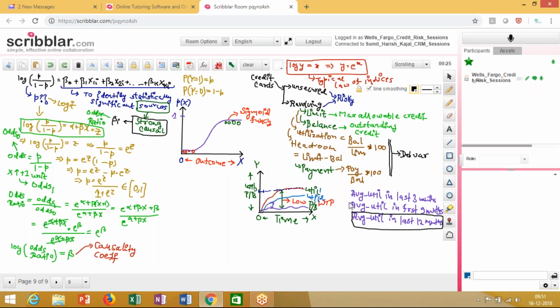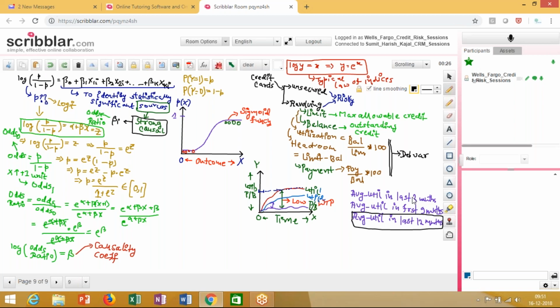Out of the last 12 months, I look into what has been the average utilization in the first 9 months. Then I look into what has been the average utilization in the last 3 months. Now I look into the sudden percentage change, or the jump, that has happened in the utilization in the last 3 months.